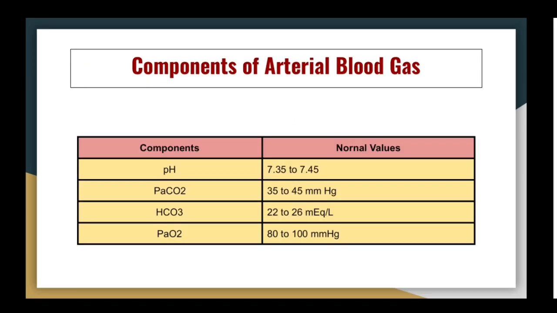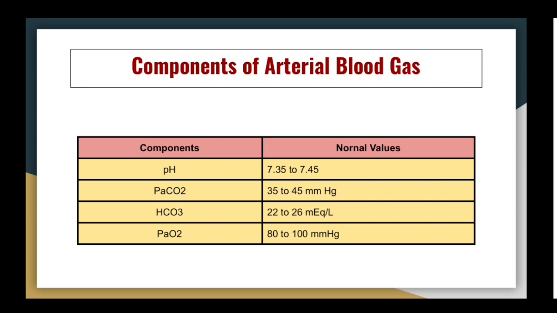Next we will look at what the components of arterial blood gas are. We will be going through those components which are very essential for interpreting ABG. The main 4 components that we will be seeing are pH, PCO2, HCO3 and PO2: the pH level, carbon dioxide level, bicarbonate level and oxygen level. First we will go through the normal values of these 4 components. Normal pH of arterial blood is 7.35 to 7.45. That you have to remember, 7.35 to 7.45.